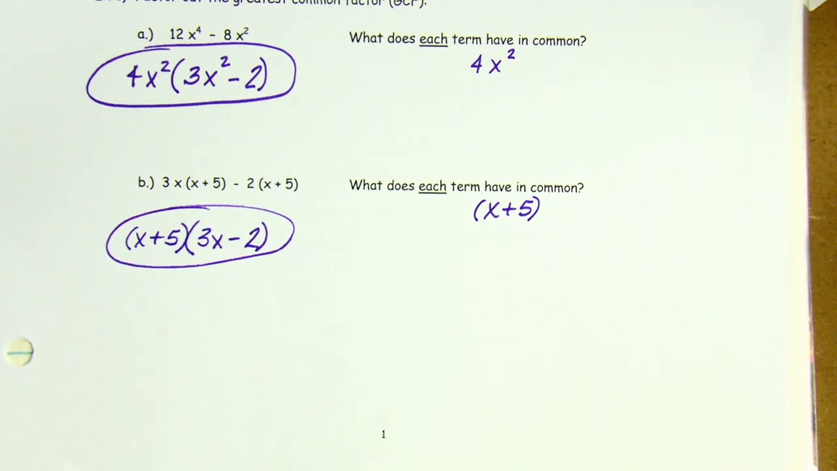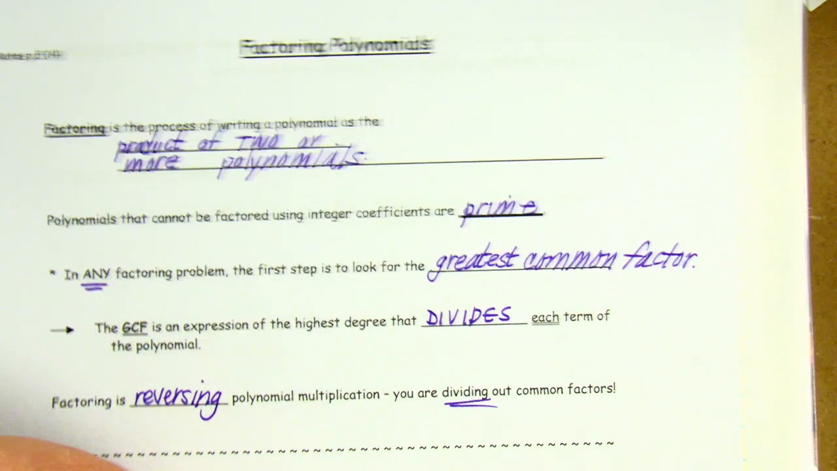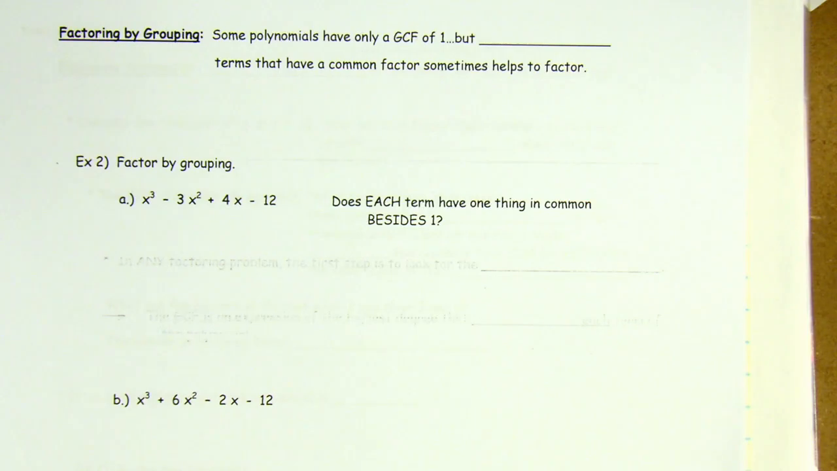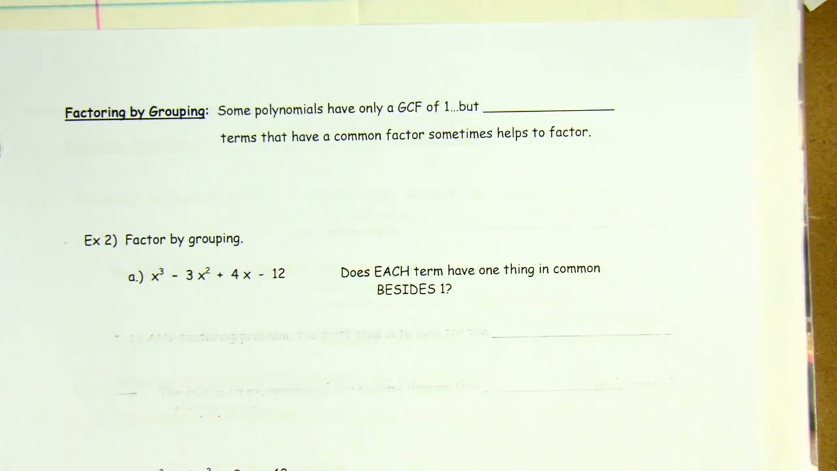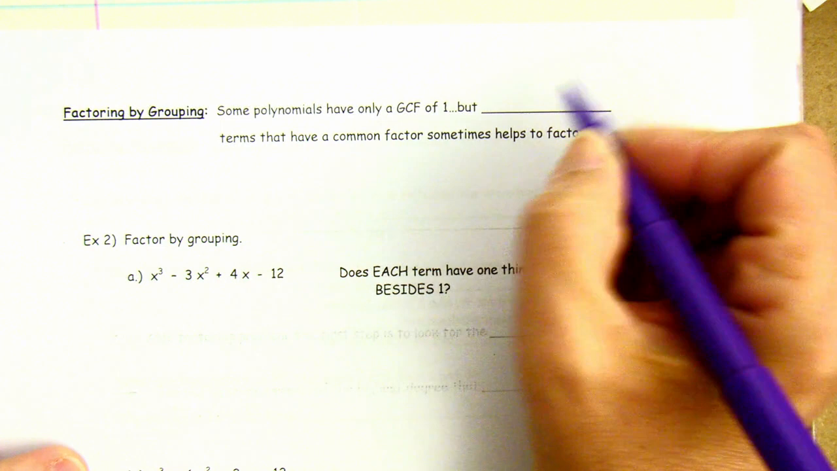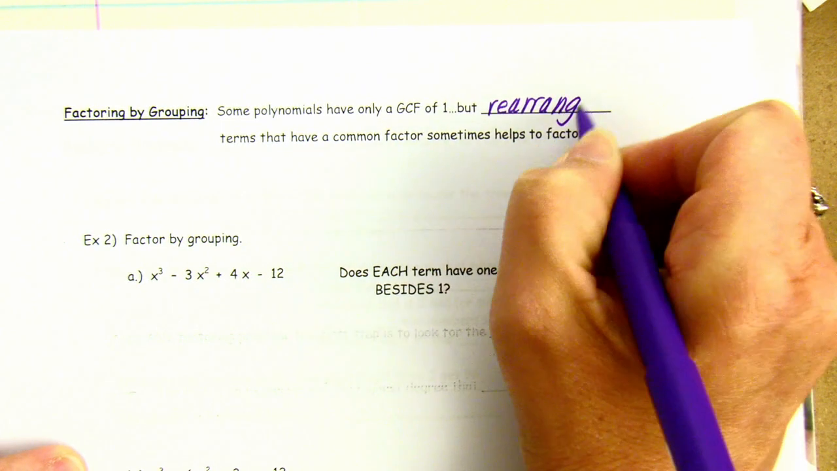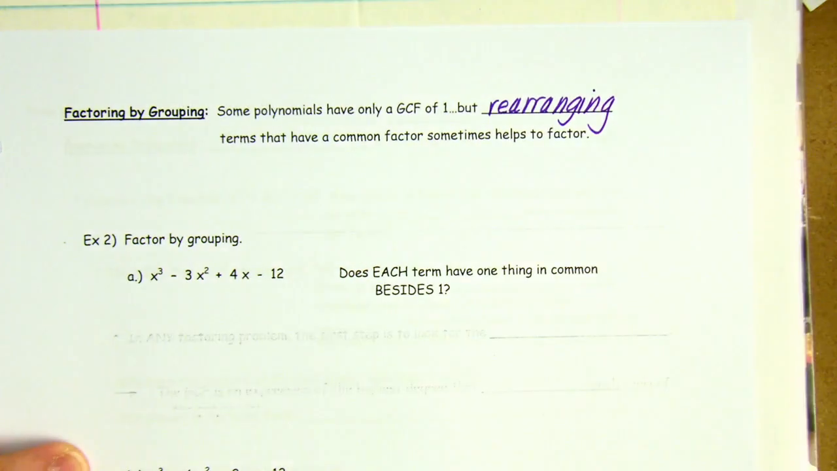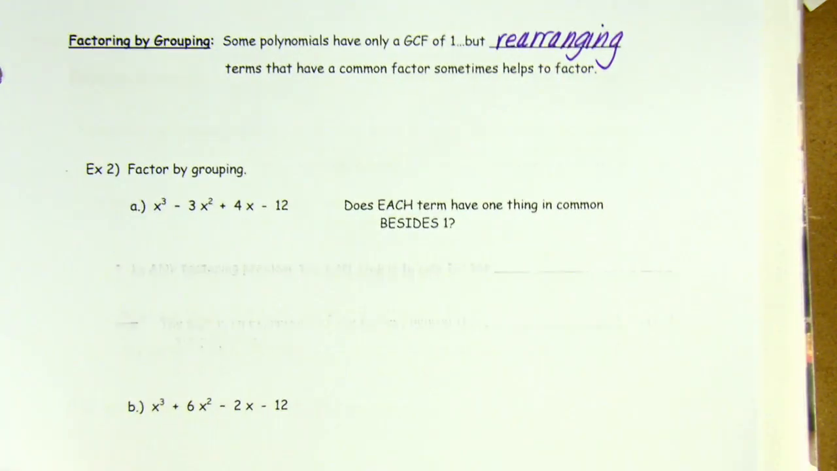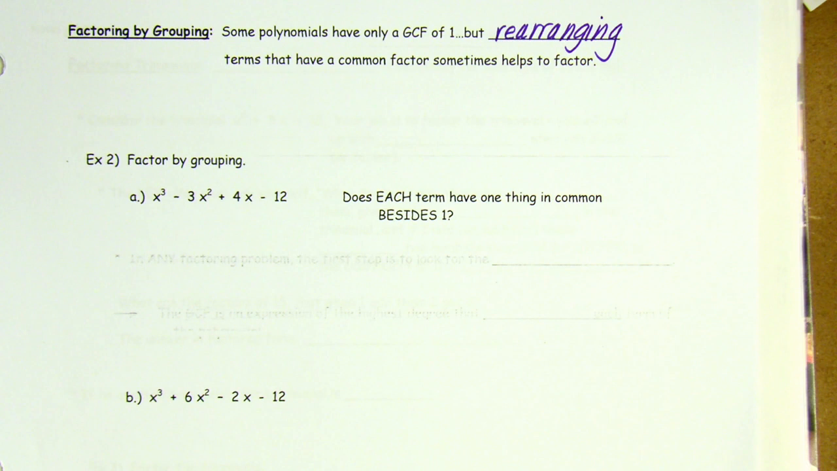Going to move right along now to factor by grouping. Okay, factor by grouping. Some polynomials only have a GCF of 1, but rearranging terms that have a common factor sometimes helps us to factor. So we're going to rearrange. Okay, the directions here tell us to factor by grouping. When you have 4 or more terms, you're going to factor by grouping. Typically, we group the first 2 and the second 2 as long as they have something in common.